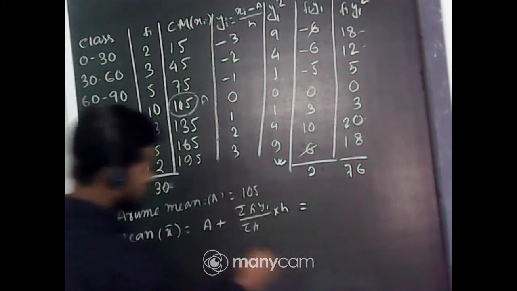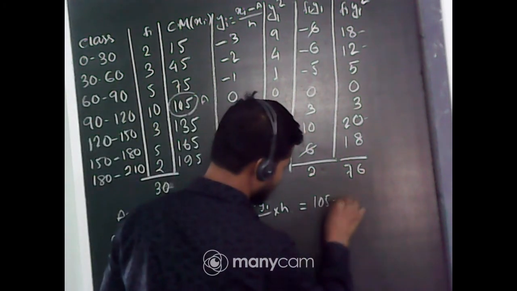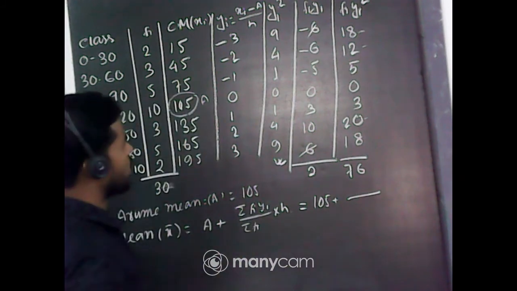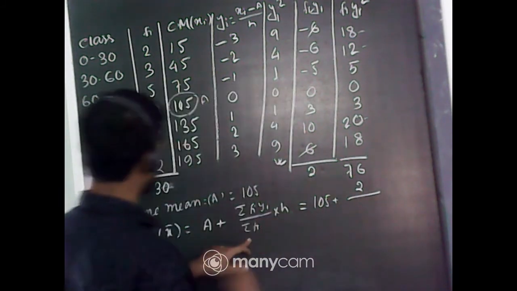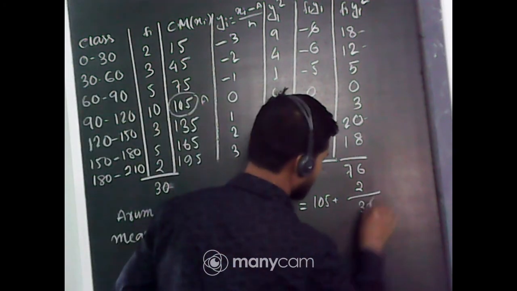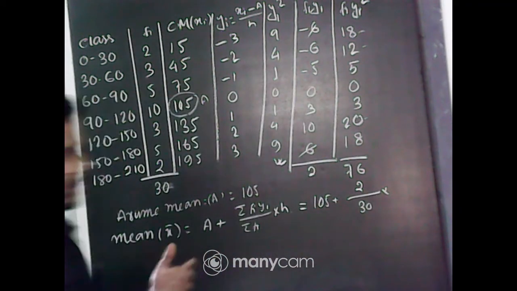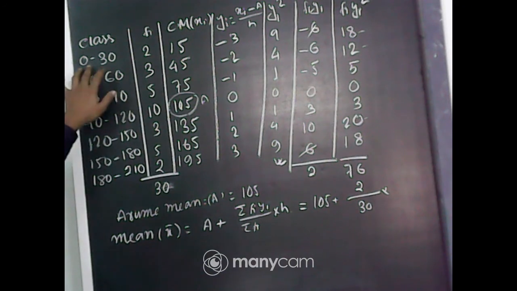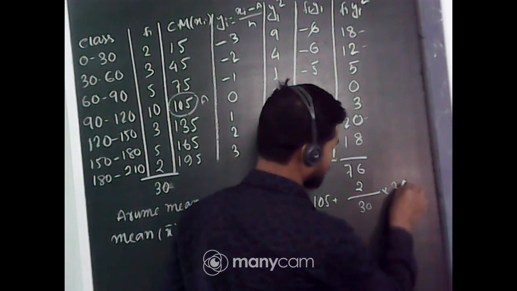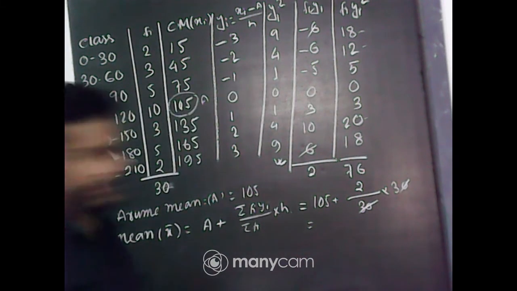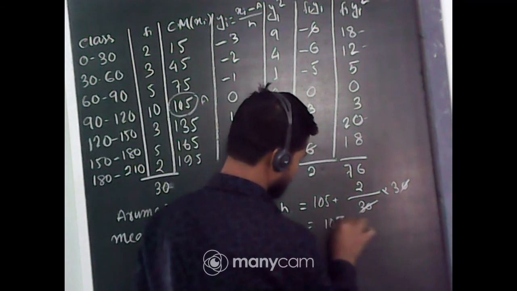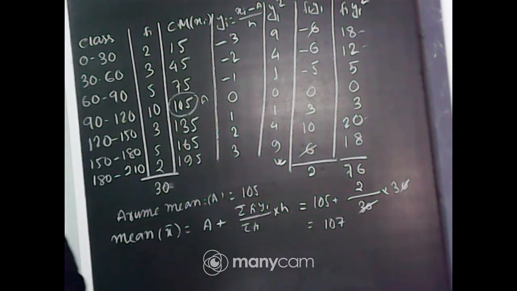The value of a is 105, plus summation of fi yi. Look, summation of fi yi is equal to 2, by summation of fi, which is 30, into h. H means the length of the class. So the length of the class is obviously 30. Now do the calculation. 105 plus 2, that means the mean will be 107. So this is the mean of the data.